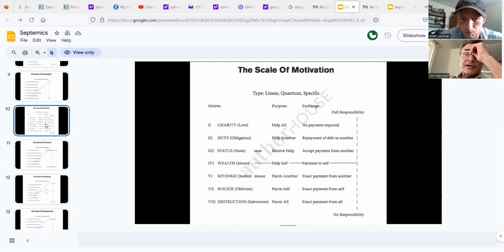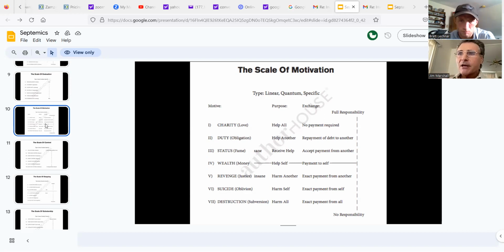This is a linear scale as opposed to a spiral scale, which means it just goes from 1 through 7 as you would expect. It's a quantum scale as opposed to a gradual scale, which means that you can only be at that level. There's no intervening stage. You're either at level 1 or level 2, there's nothing in between. And specific meaning, this applies to a specific context.